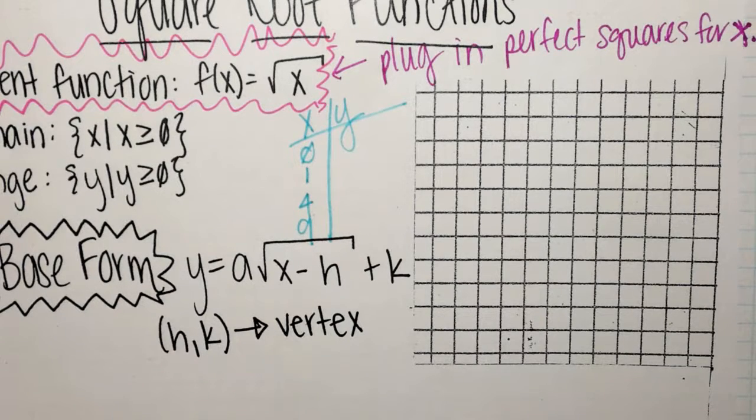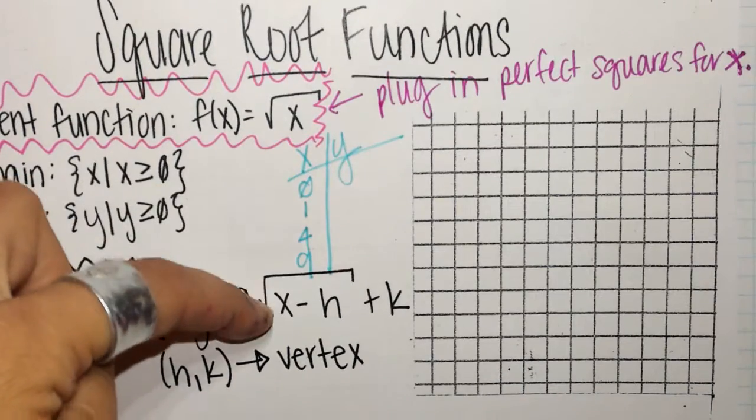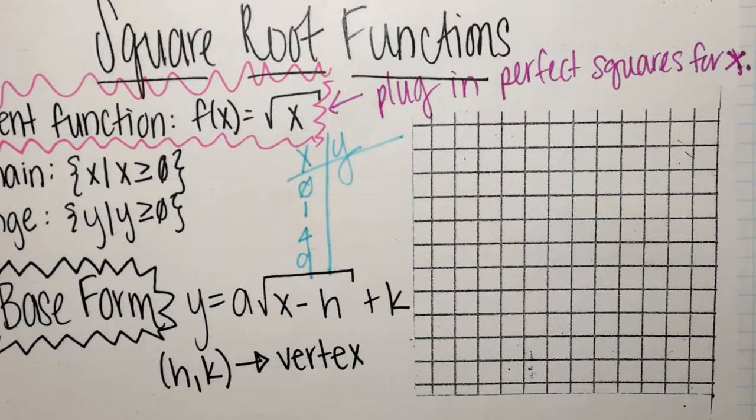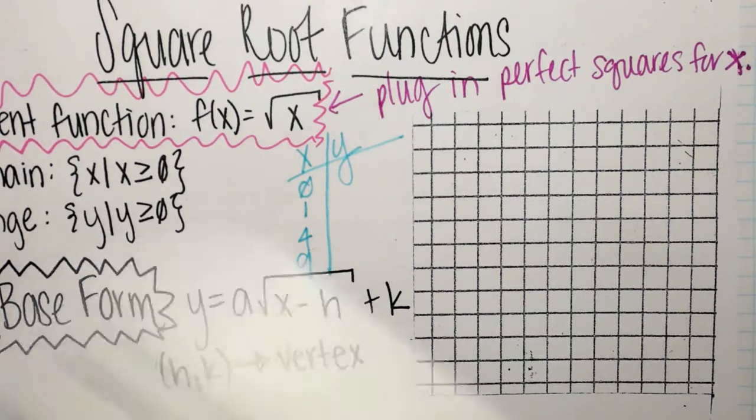Does everybody understand? Now, why are we plugging in perfect squares? I just explained it. We said plug in perfect squares for x. These are x. Why are we plugging in perfect squares? Because it's easier to square root. Because if you take the square root of something that's not a perfect square, you're going to get a decimal, and I don't want to graph decimals.